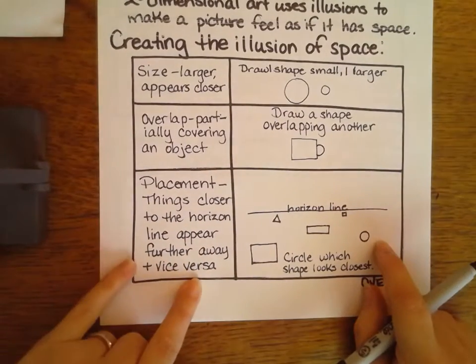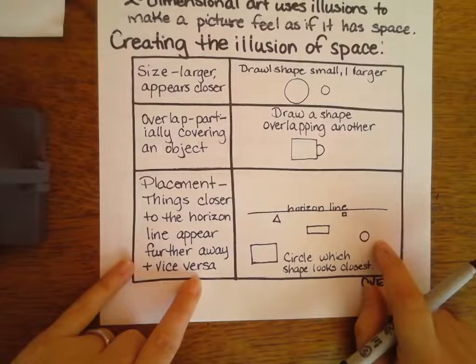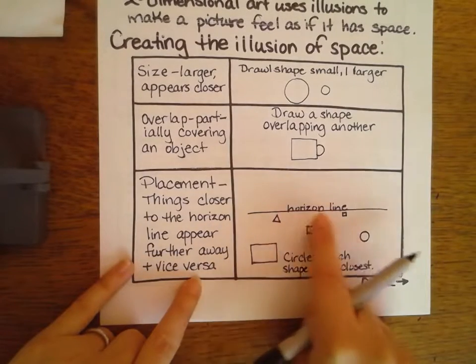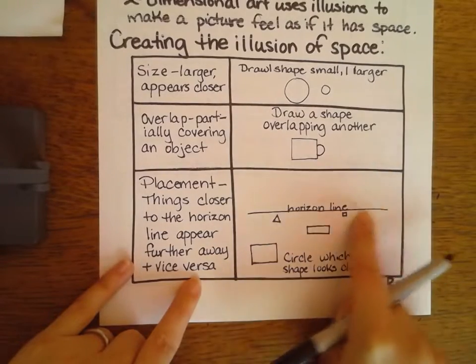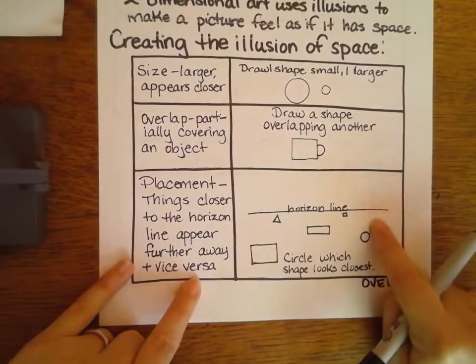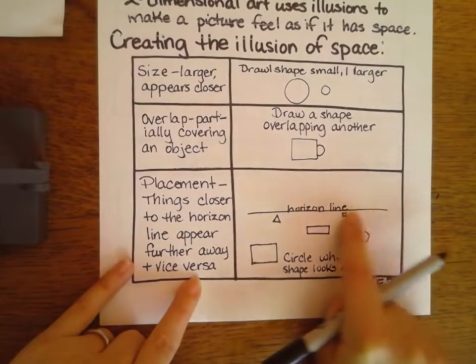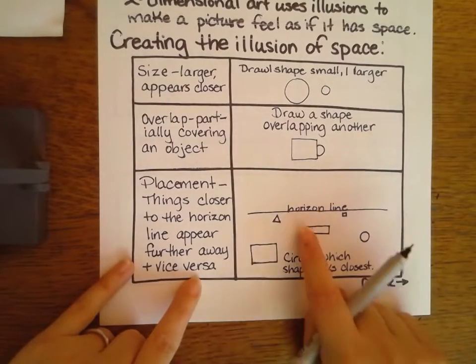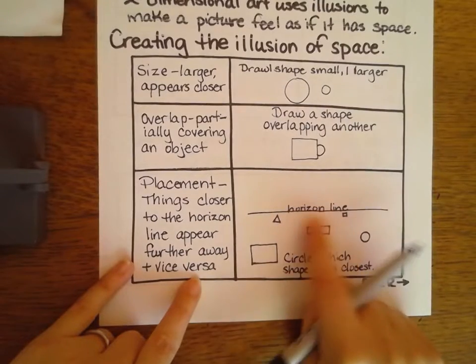Last but not least, we have placement. Whenever things are closer to the horizon line, they appear further away, and vice versa. A horizon line is just wherever the sky and the land touch together. So up here's my sky, here's my land, here's the horizon line where they connect. So if things are further away, they are closer to the horizon line.